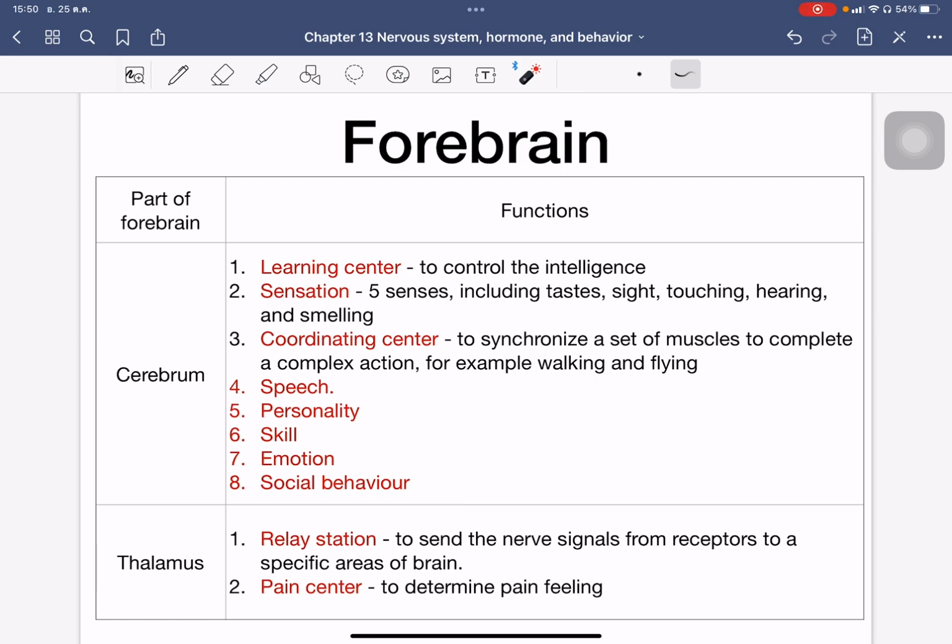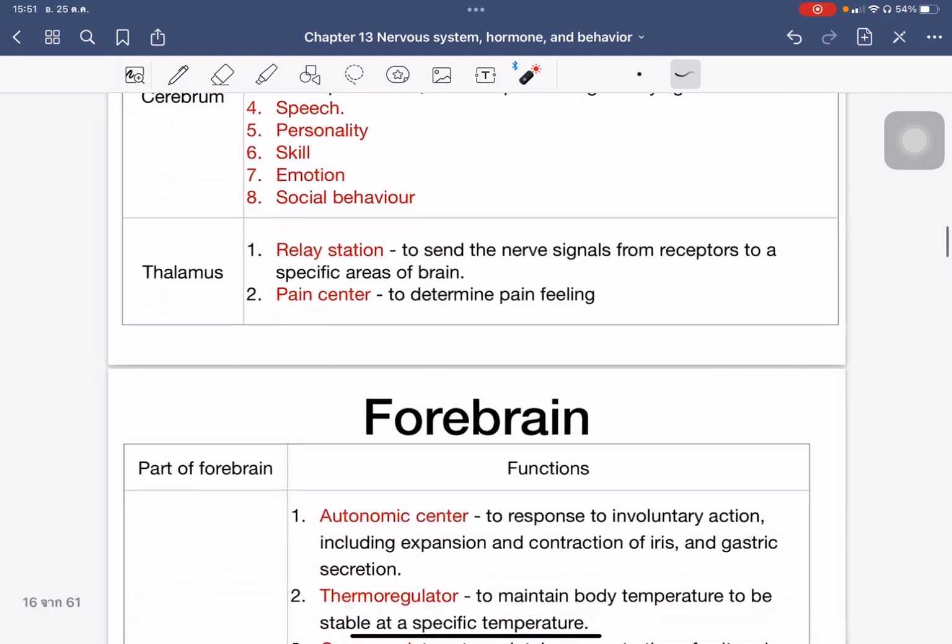Okay, the thalamus acts as the relay station. A relay station means the area of the brain that represents the nerves, which we call the cranial nerves, okay. The cranial nerves send signals from the thalamus to different parts of the body in order to take control, and sometimes they can send the signal from the sensory organ to the brain, or even send the signal from the brain to the effector. Okay, and in some papers they also refer to part of the thalamus as a pain receptor too.